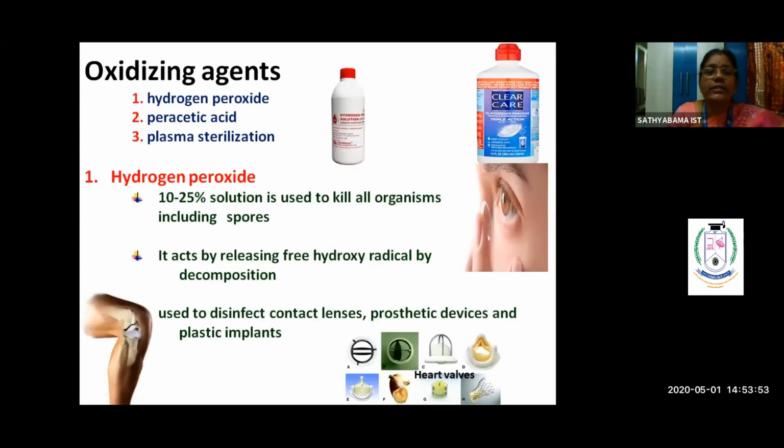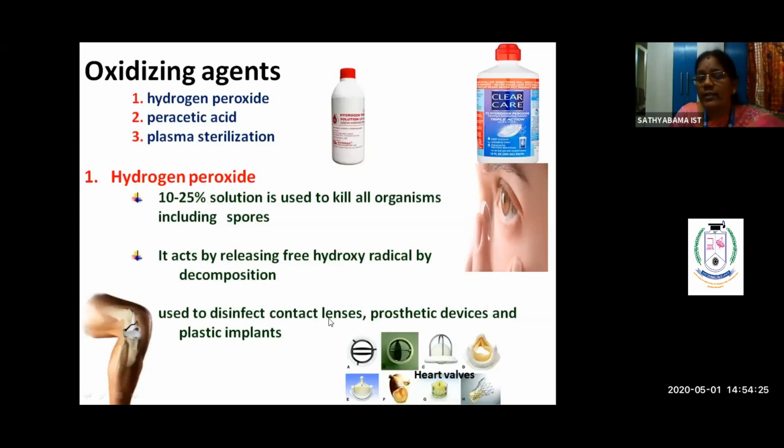In oxidizing agents, we have hydrogen peroxide, peracetic acid, and plasma sterilization. Hydrogen peroxide, 10 to 25% solution, is used to kill all microorganisms including spores. How does it act? It acts by releasing free hydroxyl radicals by decomposition. Hydrogen peroxide is used to disinfect contact lenses.